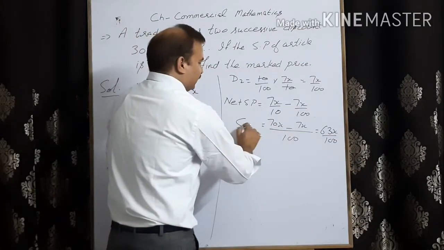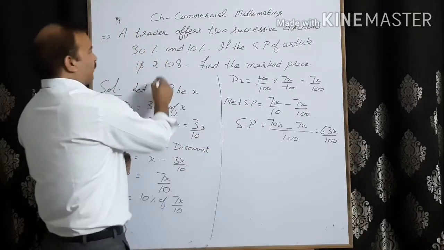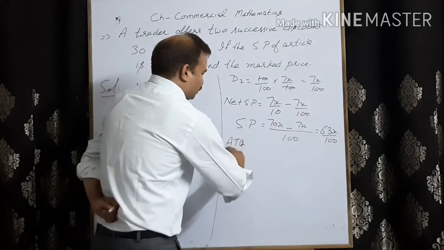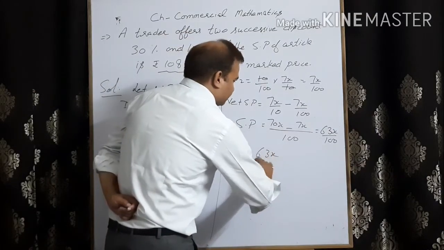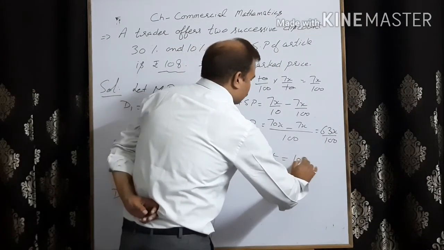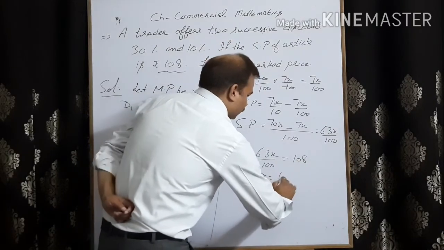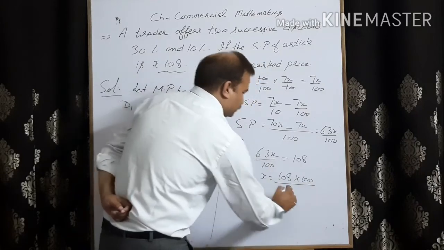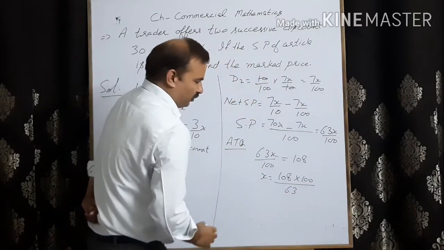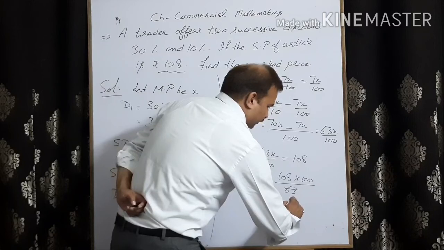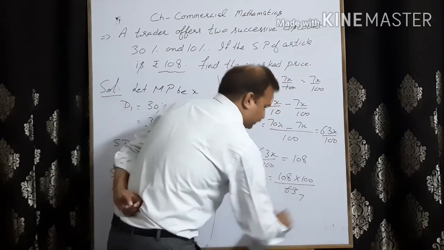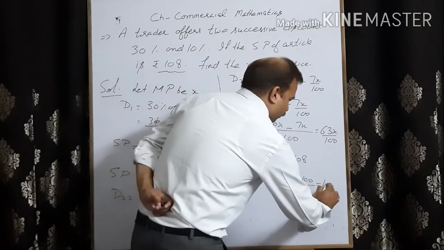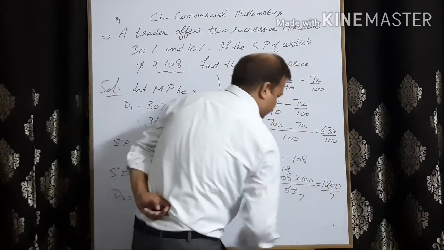Now, what is 63X by 100? That is the net selling price. And what is the selling price given to us? That is 108. So we can say, according to the question, 63X by 100 is equal to 108, or X is equal to 108 into 100 by 63. 100 will go up in the numerator, 63 will come in the denominator. Now 63 cancels with 7, 9 sevens are 63. 9 ones are 9, 9 twos are 18. This will become 1200 divided by 7.